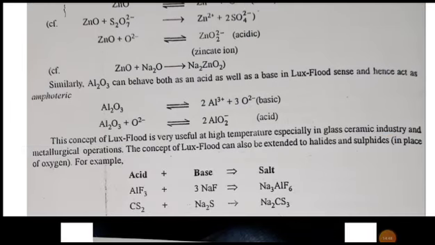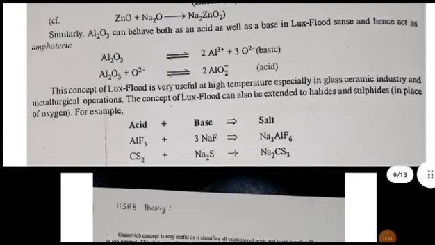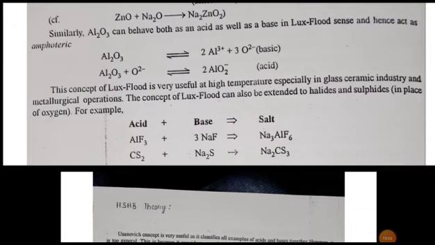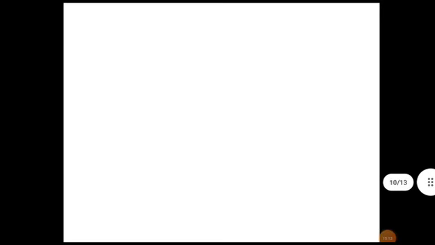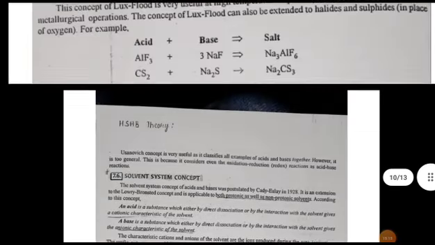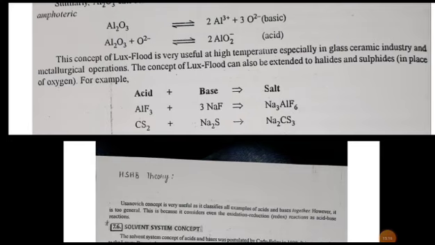Similarly, Al2O3 can behave both as an acid and as a base. This Lux-Flood concept is very useful at high temperature, especially in the glass, ceramic industry and metallurgical operations. The Lux-Flood concept can also be extended to halides and sulfides.